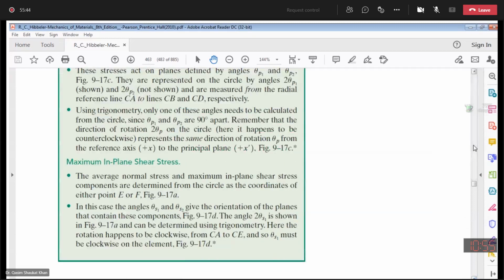Then, the average normal stress and maximum in-plane shear stress components are determined from the Mohr circle at the points E or F. E is the maximum in-plane shear stress, which represents the positive value of the shear stress. Then moving from the reference line CA to CE will give you 2 theta S1. Moving from CA to CF will give you the orientation 2 theta S2 in the same direction.